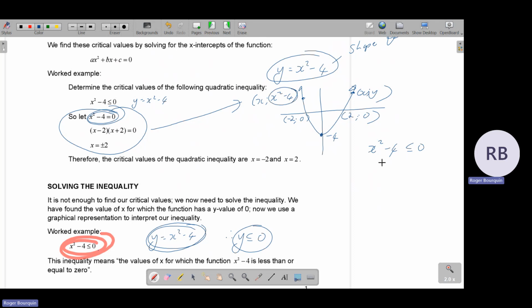You're not going to normally write it up like this, but what they're saying is, when are the y coordinates less than or equal to 0? That's what the question's asking you, right?